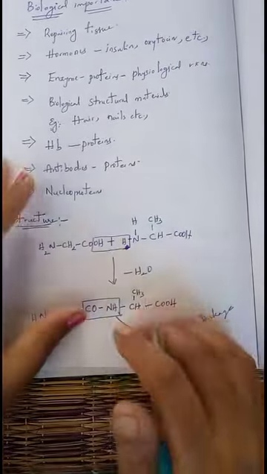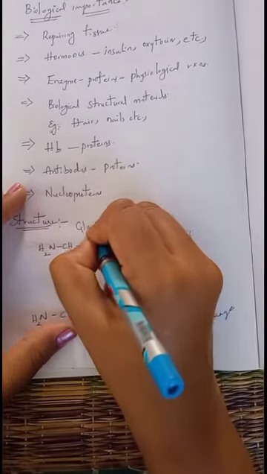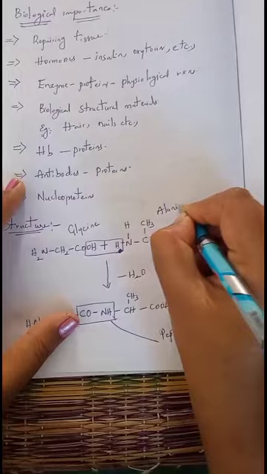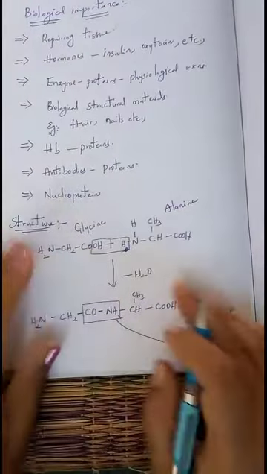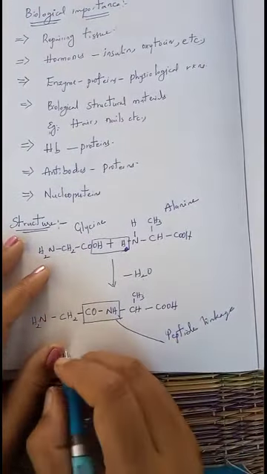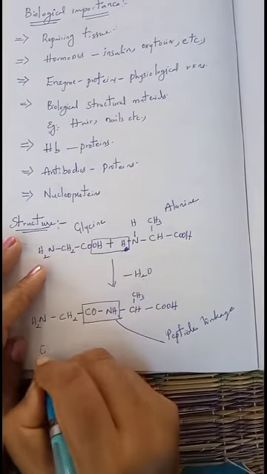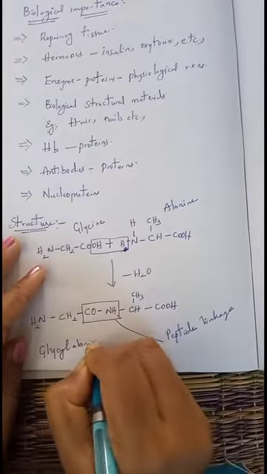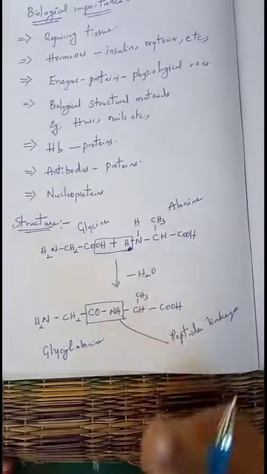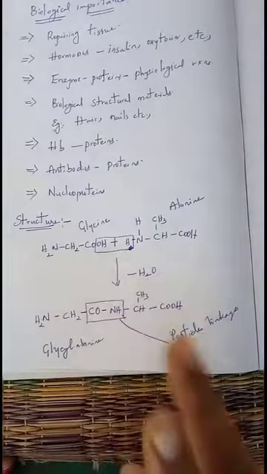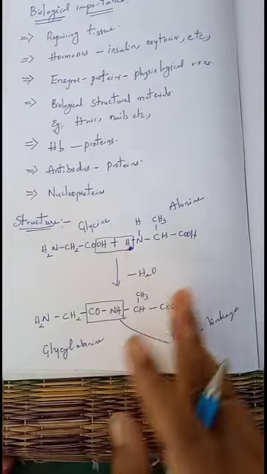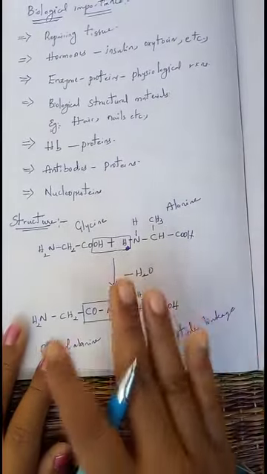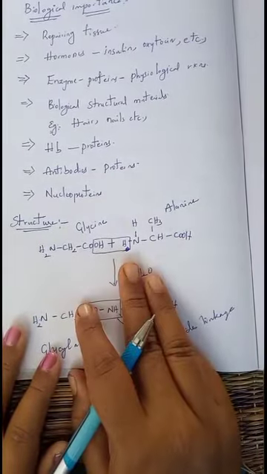So this is obtained from glycine. This is glycine and alanine. This is alanine. Okay, when these two are combined together, it gives a protein which is said to be glycyl alanine. So this is called a dipeptide. Dipeptide contains only one peptide linkage. Tripeptide contains two peptide linkages. Tetrapeptide is formed by the addition of 4 amino acids, but it contains only 3 peptide linkages.